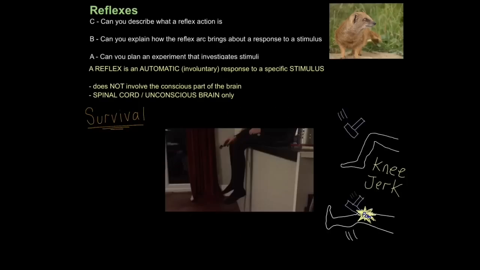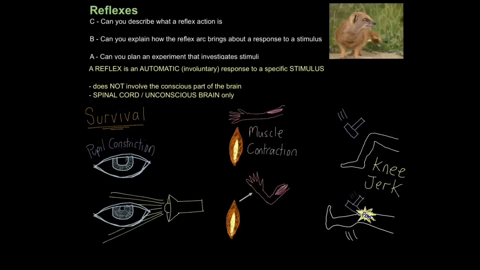And finally, the very famous knee-jerk reflex, something which doctors will test regularly if they are trying to perform a diagnosis of some kind. So if you can remember that a reflex is an automatic response to a specific stimulus, be it bright light or a hot flame or someone hitting you just below your kneecap, then you will be able to describe what a reflex action is. And that is aim one.